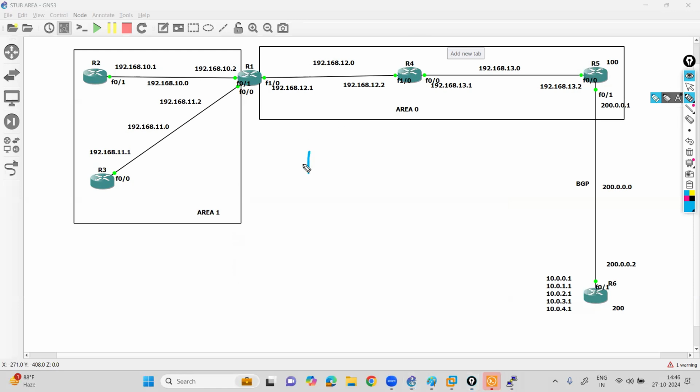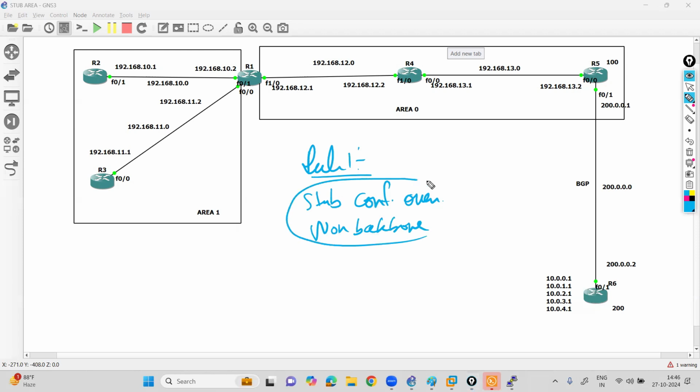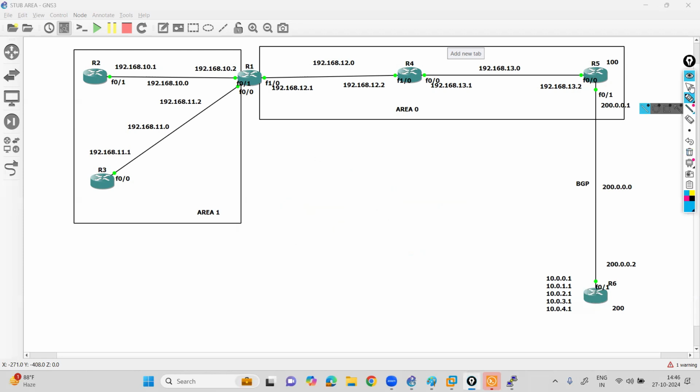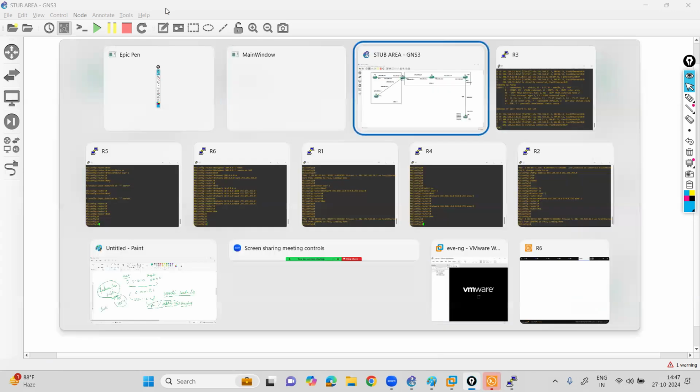First of all, the rule. What is the first rule? Rule number 1: stub is configured over, where do we have to configure the stub? Non-backbone area. We can do the configuration of stub over the non-backbone areas. Clear? Now let's go to router number 2, router number 1 and router number 3, and do the configuration of stub area.